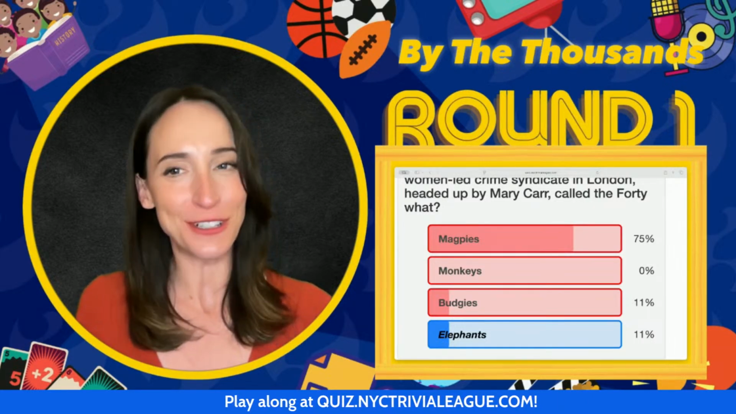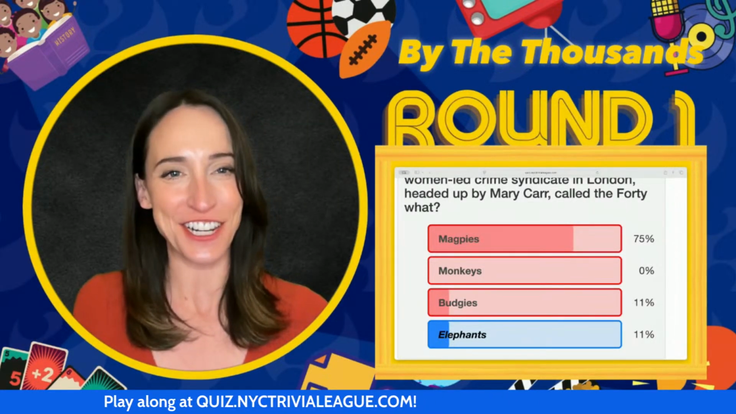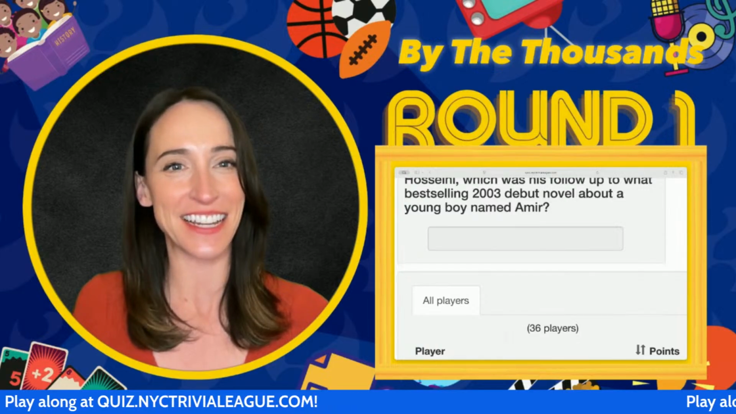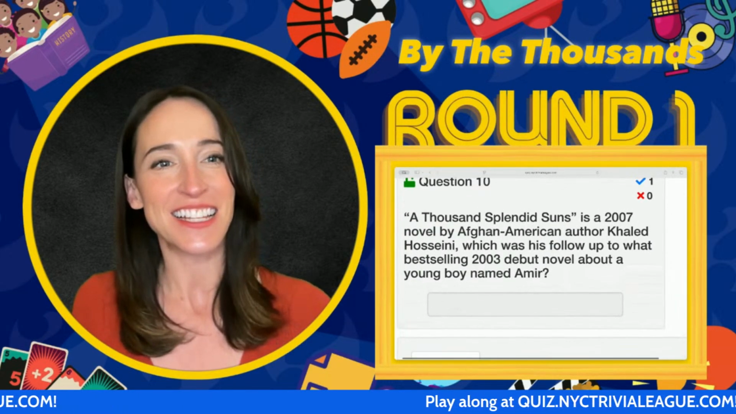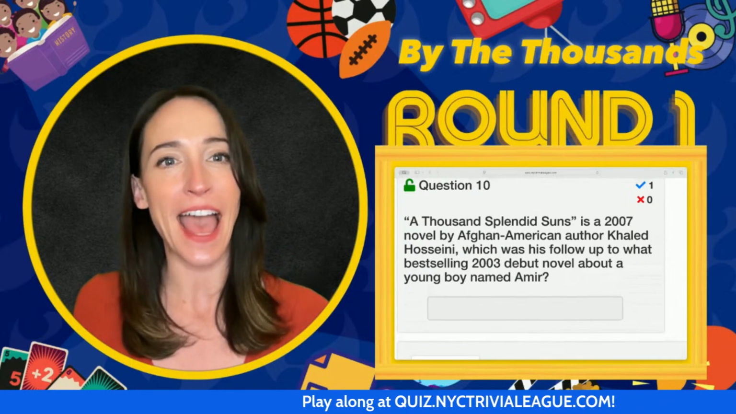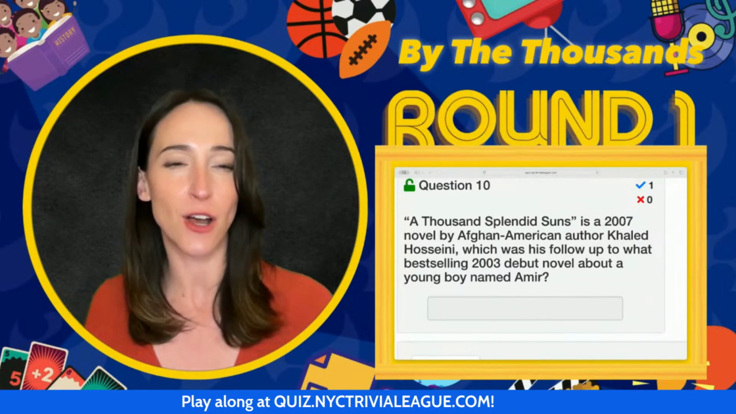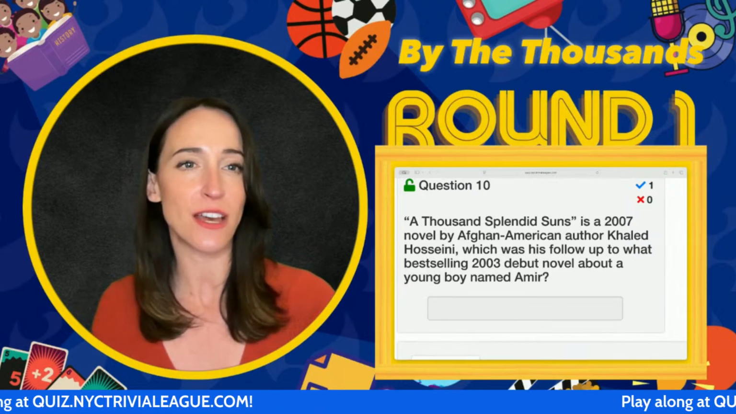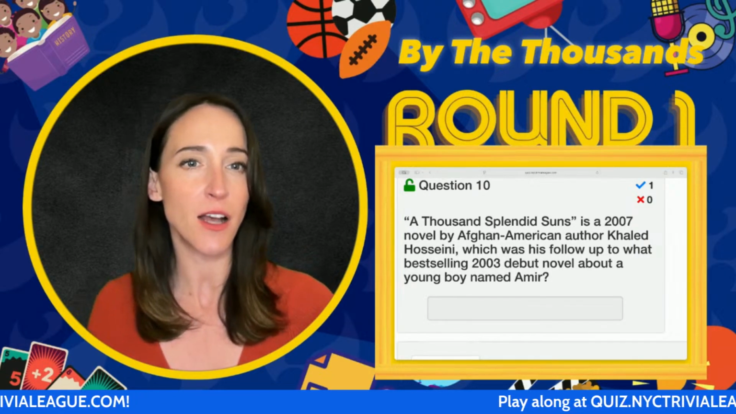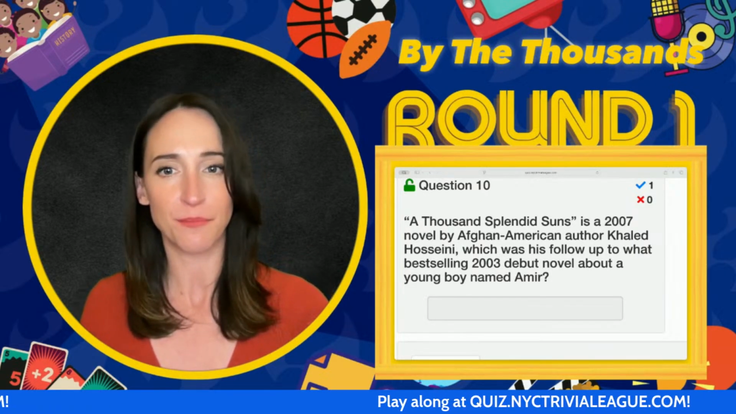Perhaps too difficult. And our final question of this first round, number 10: A Thousand Splendid Suns is a 2007 novel by Afghan American author Khaled Hosseini, which was his follow-up to what best-selling 2003 debut novel about a young boy named Amir?